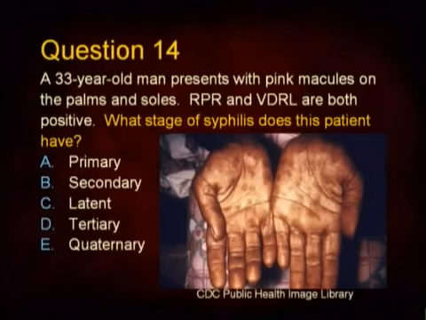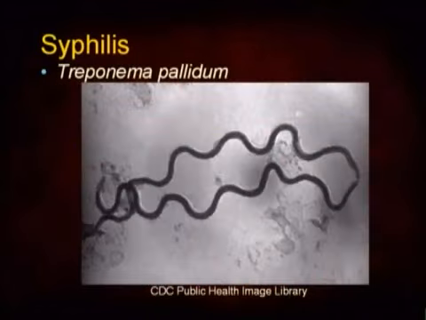Okay, here's our next patient. It's a 33-year-old man with pink macules on the palms and soles. He's got an RPR and VDRL that both are positive. What stage of syphilis does this patient have? So keep that in mind.